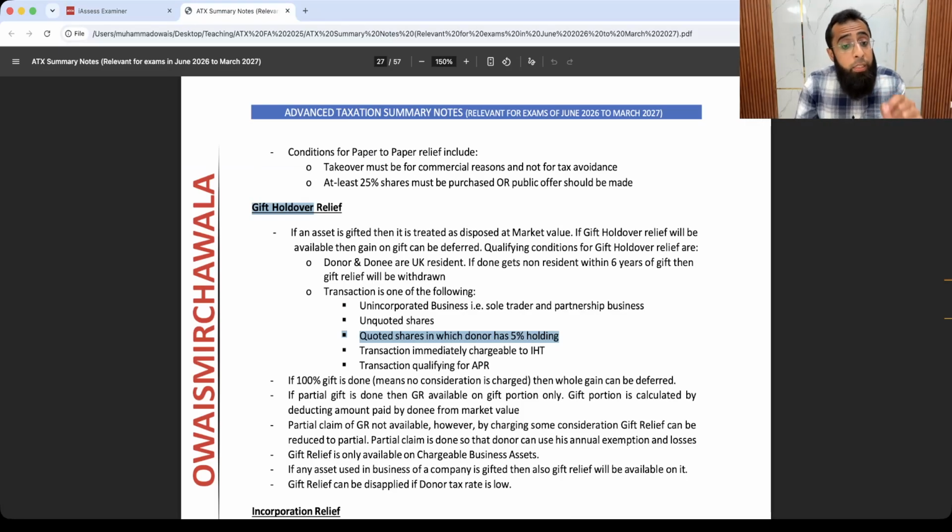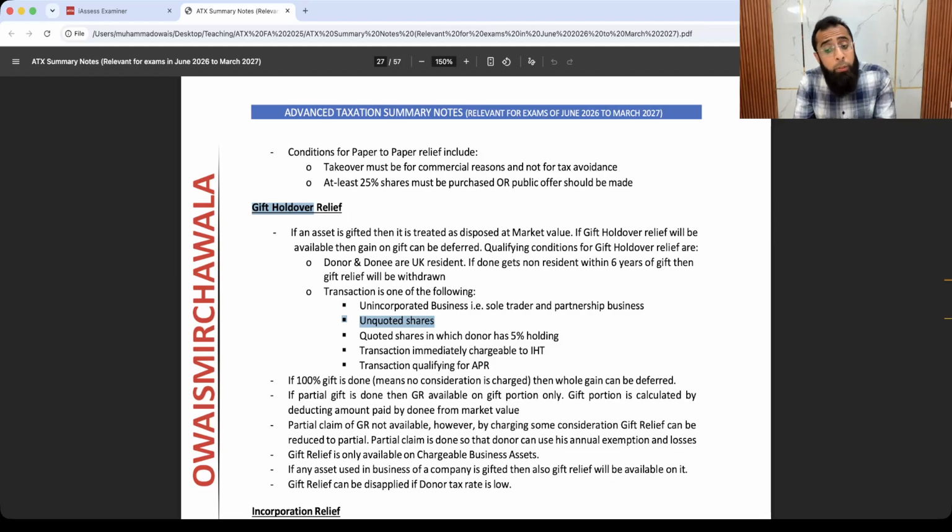For gift holdover relief, it is necessary that donor and donee both make a joint election, like they say, okay, we want to claim gift holdover relief. Otherwise, this relief won't be available. This needs to be opted, this needs to be elected. So that is what we are assuming. Otherwise, the conditions are satisfied: they are UK resident and it is unquoted company shares on which the gift holdover relief is available.